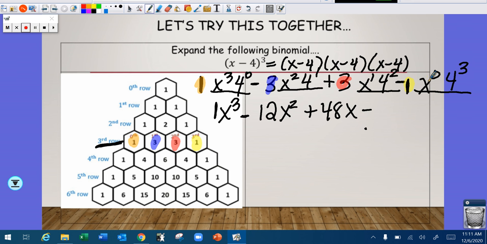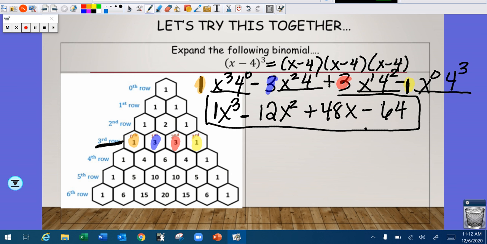X to the 0 is 1, so you don't worry about that. So you just use your calculator and do negative 1 times 4 to the third. Well, I know that 4 squared is 16, and then 16 times 4, that would give me 64. So minus 64. You can use your calculator to check behind me. But that is it. And you're finished. So that's using Pascal's triangle to quickly expand a binomial.